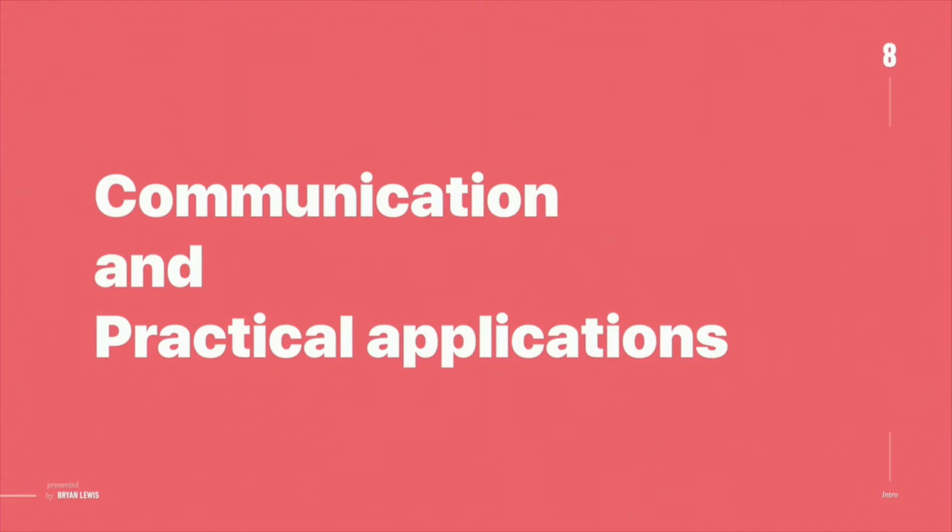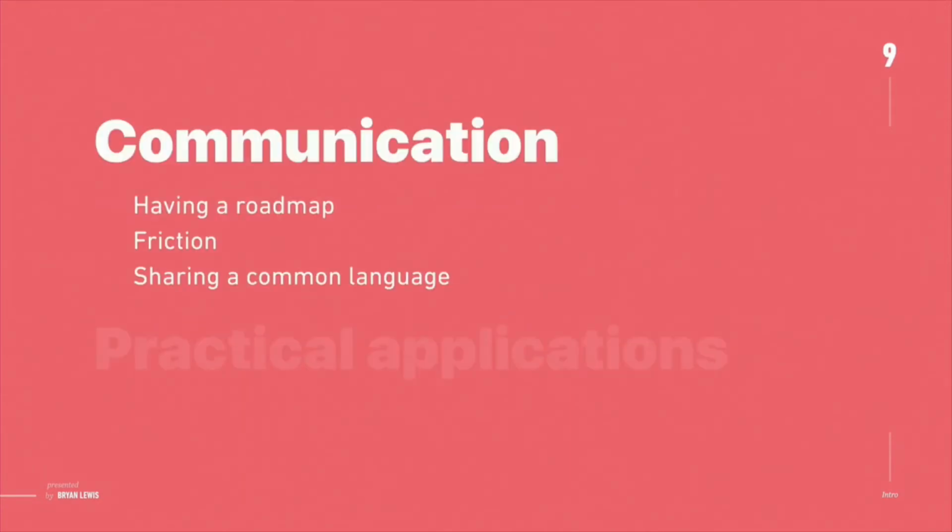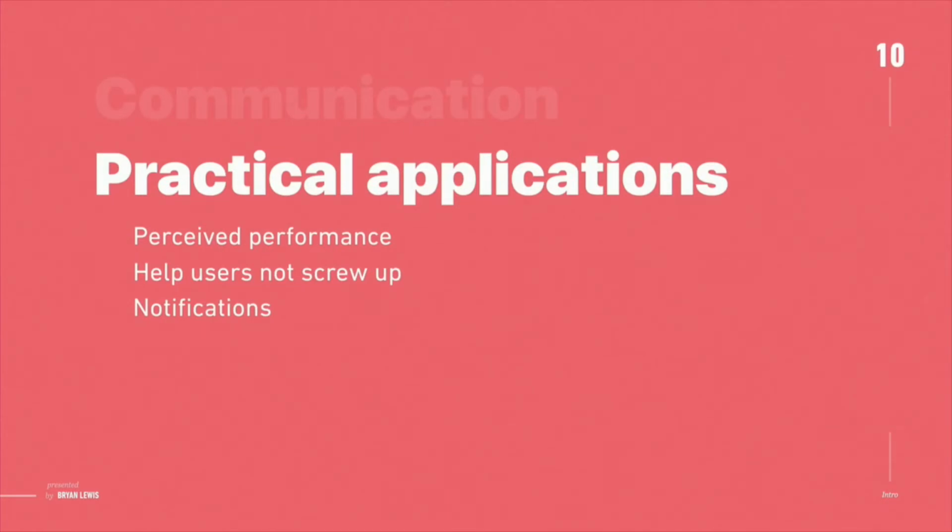I've broken this down into two categories. In the first half, we're going to talk about communication, more on the internal side, like with your team and organizationally. And then in the second half, we'll talk about some more practical ways that we can improve our mobile experiences. For the communication part, we're going to talk about things like having a roadmap, friction, and sharing a common language. And for the more practical applications, we'll talk about things like perceived performance, helping our users not screw up, and then we'll talk a whole lot about notifications.